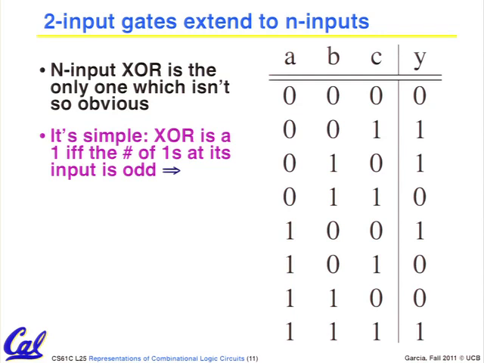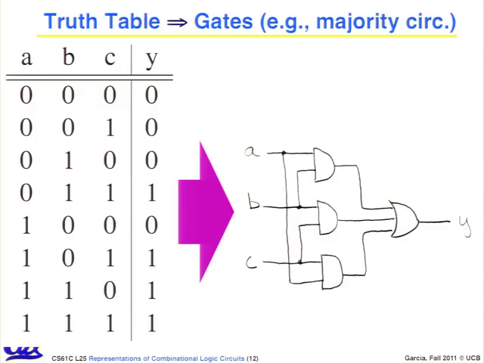So this is how you might implement a truth table. So here is the gates connection from the truth table. We're going to see in this class how you can go from the truth table to gates, and that's one of the things we're learning now. Here's the majority circuit. And let's verify that this actually works. Let's just walk this through.